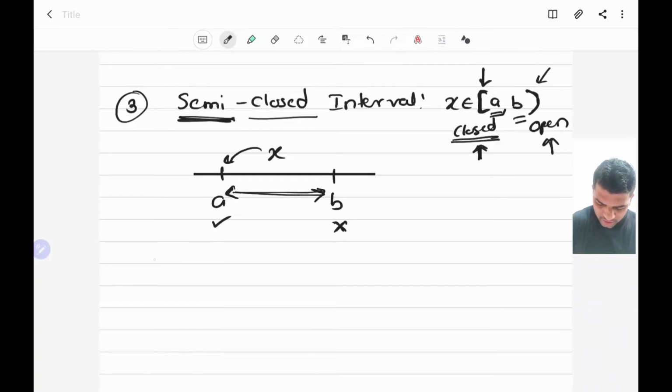So let's understand this with an example. Let's say it's a semi-closed interval -2 to 3. So understand this is closed on the -2 side and it is open on the 3 side.